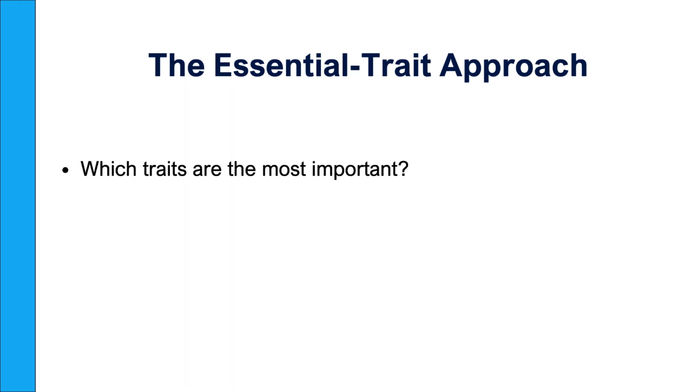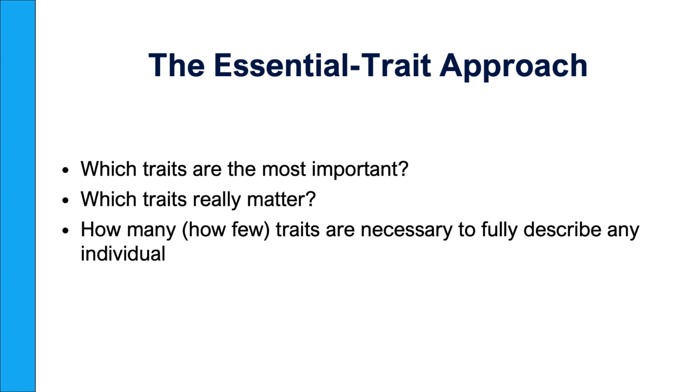In the question of trying to figure out which traits are the most important, one of the other things researchers are trying to determine is which traits really matter. How many or how few do you need to fully describe an individual so that you're capturing all the important aspects of a person's personality? The number of traits that have been hypothesized as important for being able to capture the essence of a person has been anywhere from 1 to over 100 with the California Q Set.